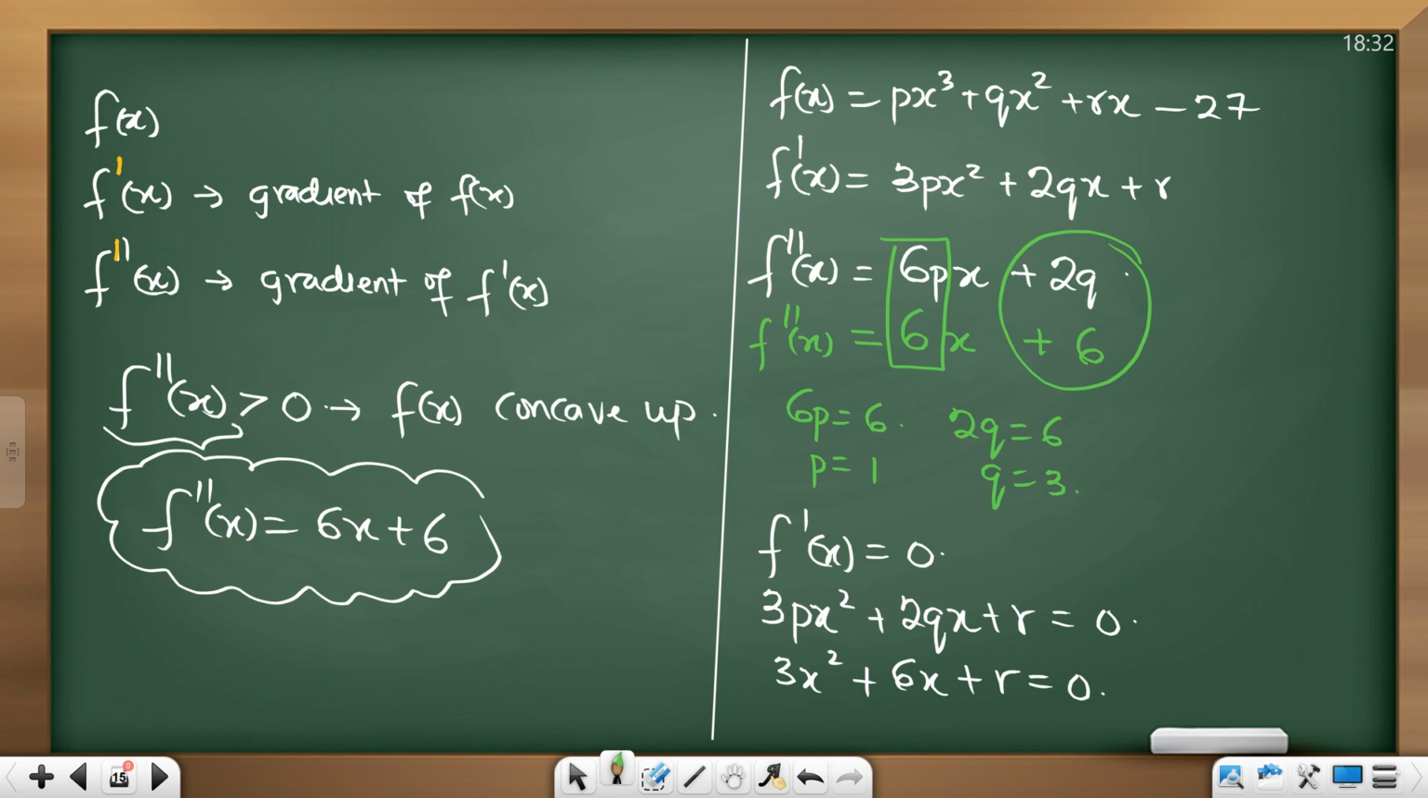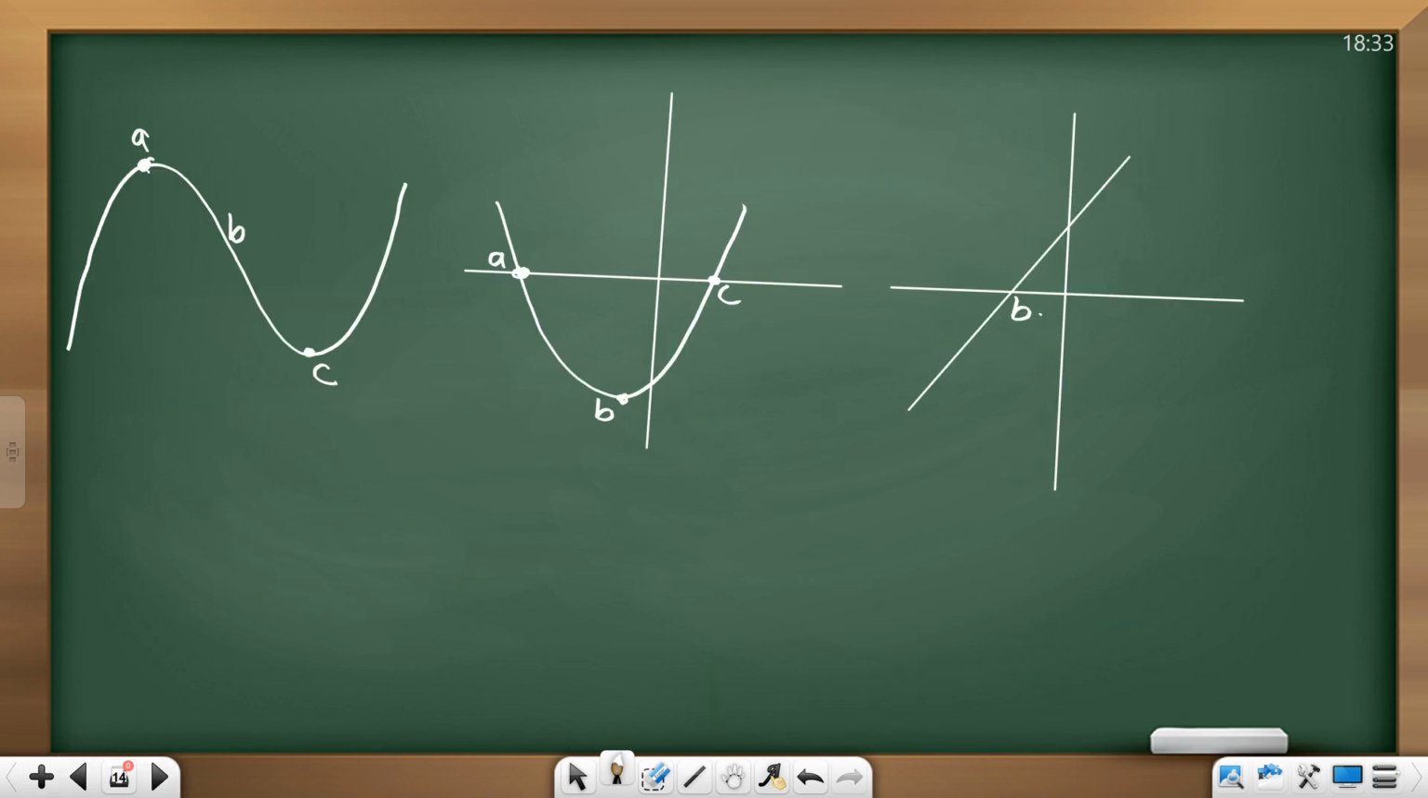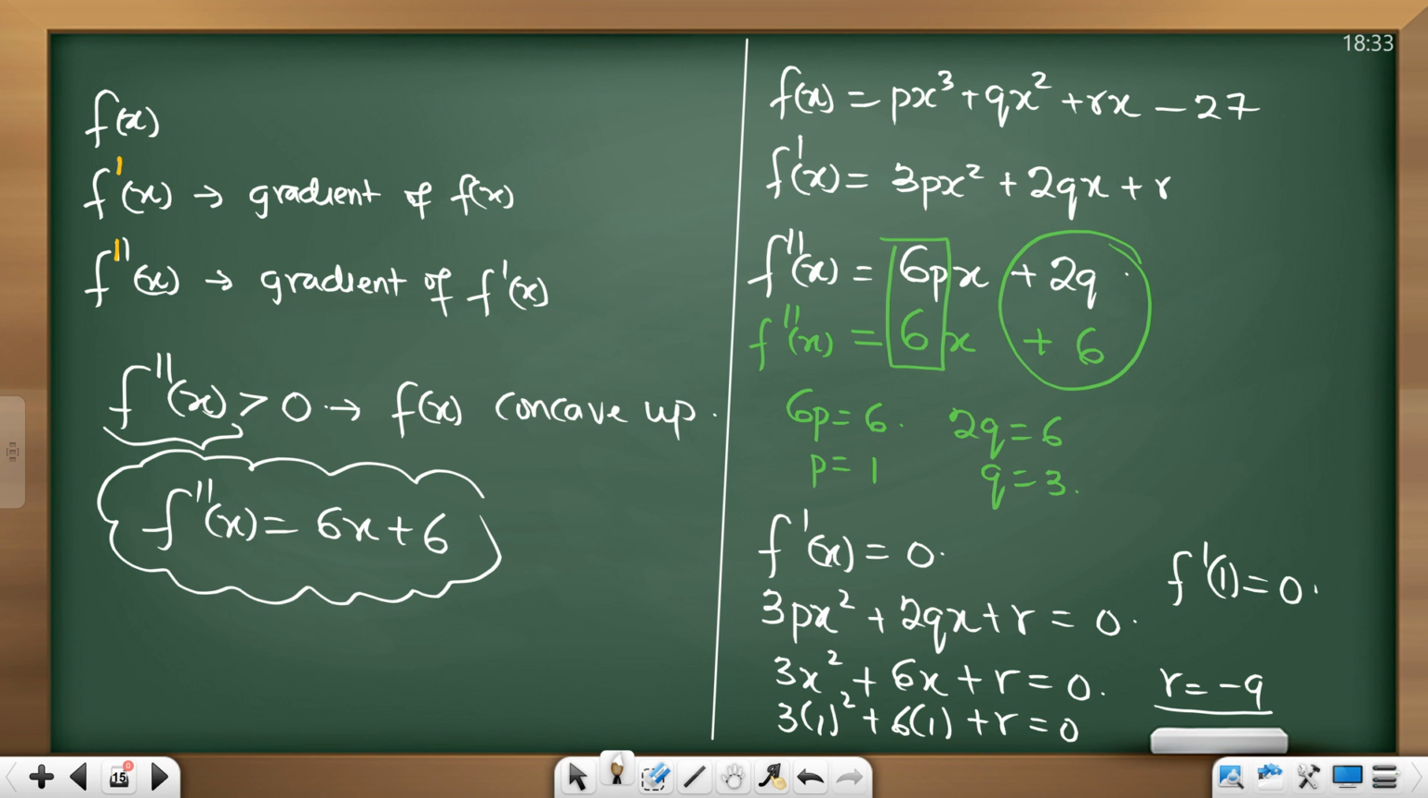The x value here is 1. We are simply saying that f prime of 1 is equal to what? Substitute 1, what are we going to get? What? 6, 1. What is r? Negative 9. What were the things we were looking for? What is our p? So we have 1, 3, negative 9. Were those the things they asked?